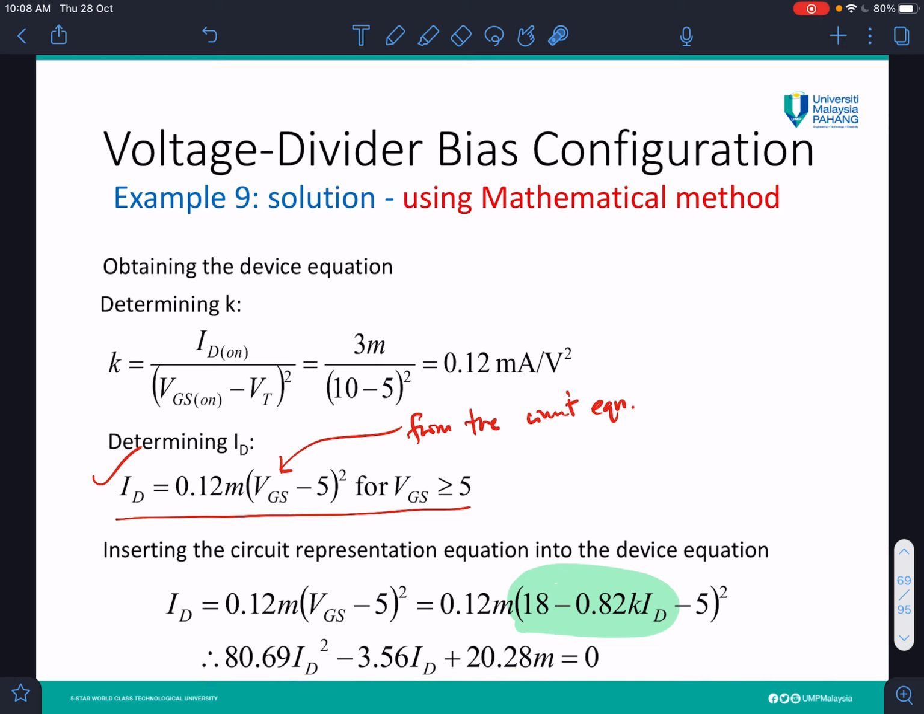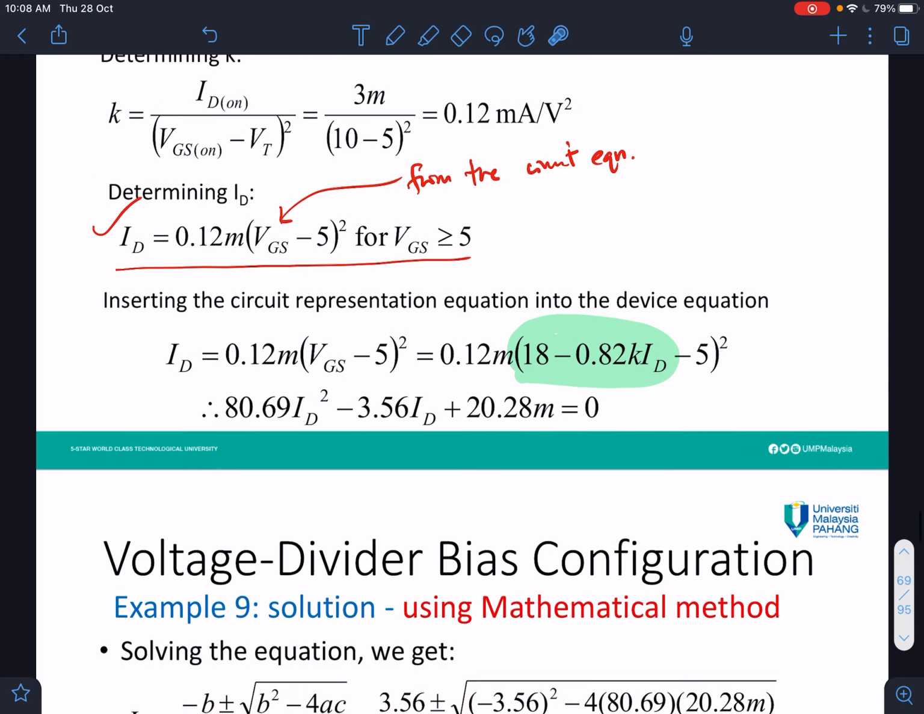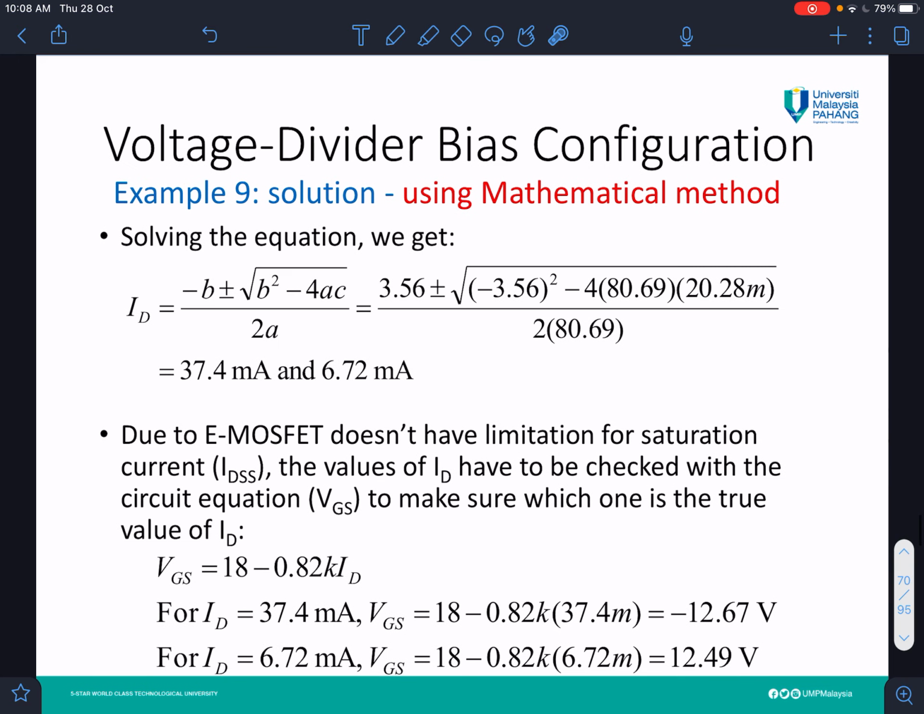80.69 ID squared minus 3.56 ID plus 20.28 milli equal to 0. Solve the equation using this formula, and then I get ID as 37.4 milliampere and also 6.72.